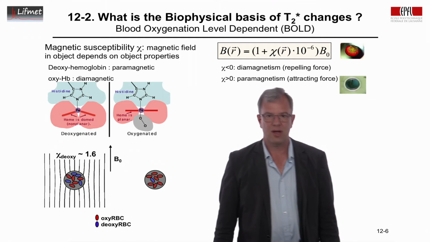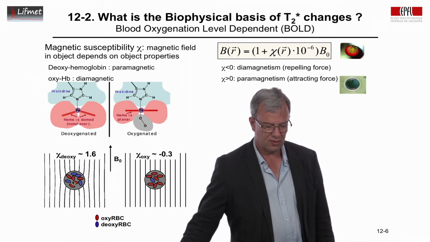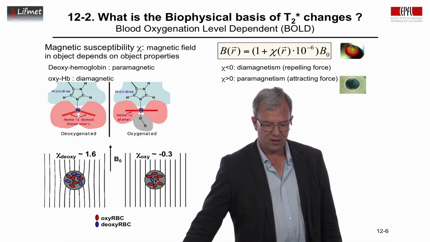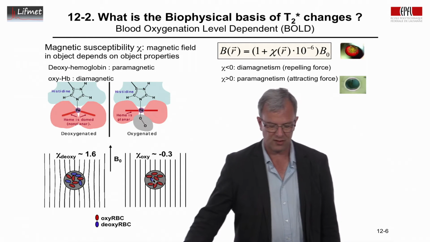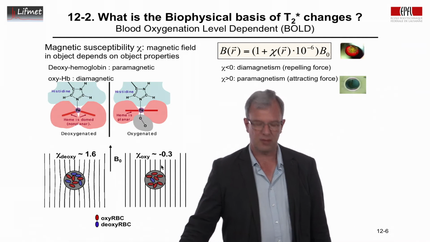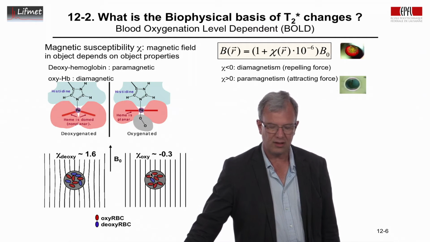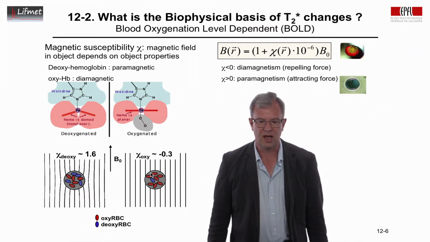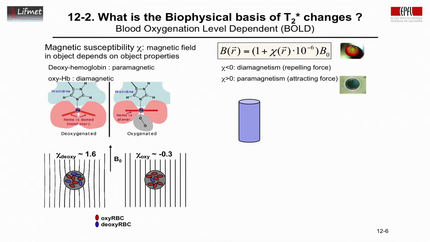If we take now an oxygenated vessel, that's an artery, here we have a vein, we have much more oxygenated red blood cells and very few deoxygenated red blood cells. So the average susceptibility in the blood vessel is around minus 0.3. And here we have very little distortions of the magnetic field outside of the vessel. So inside the vessel, we have a big susceptibility effect.